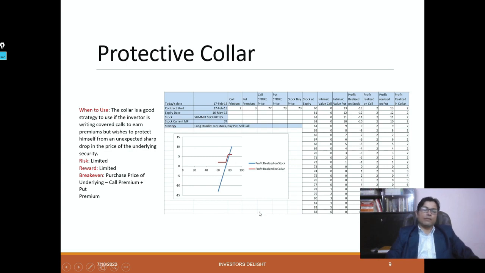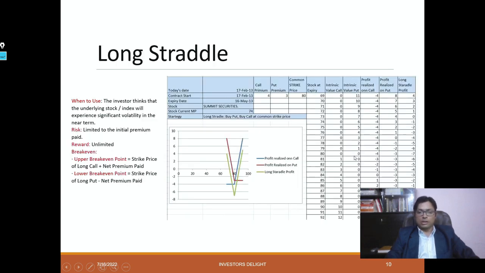So coming to the protective collar, the collar is a good strategy to use if the investor is writing a covered call to earn premiums, but wishes to protect himself from an unexpected sharp drop in the price of the underlying security. So risk is limited, reward is limited, and break even is purchase price of underlying minus call premium plus put premium. The diagram is there, the calculation is also there. You can just understand how this protective collar works.